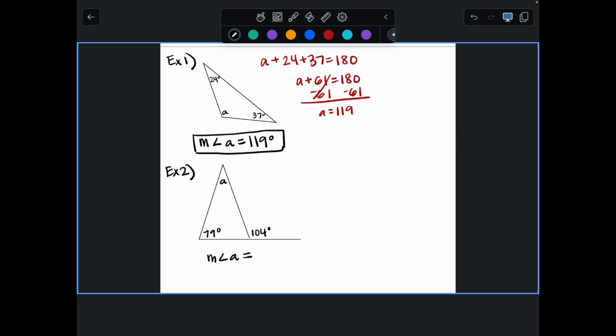So in example 2, we would use the exterior angle theorem, where the sum of A and 79 equals 104, the exterior angle. So the measure of angle A is 25 degrees.